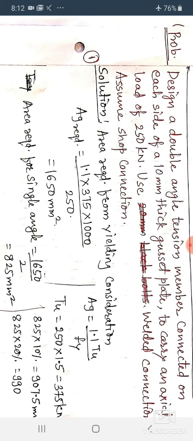So from steel table you have to check the section. So usually select the section after the 50 by 50 by 6. So don't go for the 6 mm thickness, go for the 8 mm thickness. Here, whenever it is a tension member you will be designing, always go for the unequal angle section. Don't go for the equal angle section. You have to go for the unequal angle section.